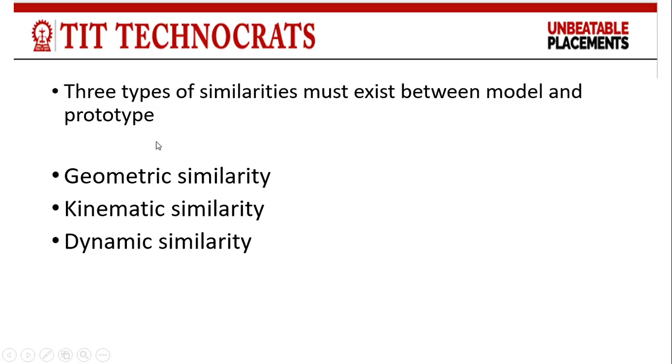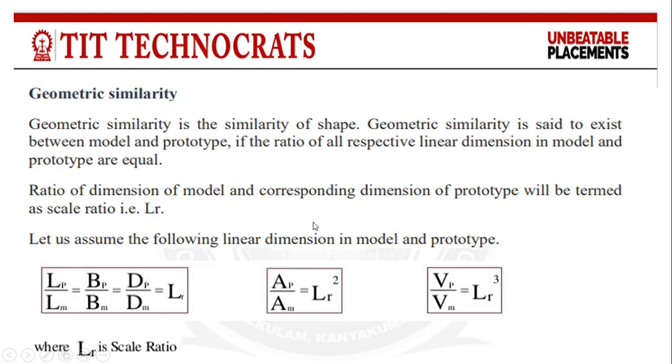There are three types of similarities that must exist between the model and prototype. First one is the geometric similarity, second is kinematic similarity, and third one is the dynamic similarity. If there is a geometric similarity between the prototype and model, then the ratio of dimension of model and corresponding dimension of prototype will be equal. And it is known as scale ratio.